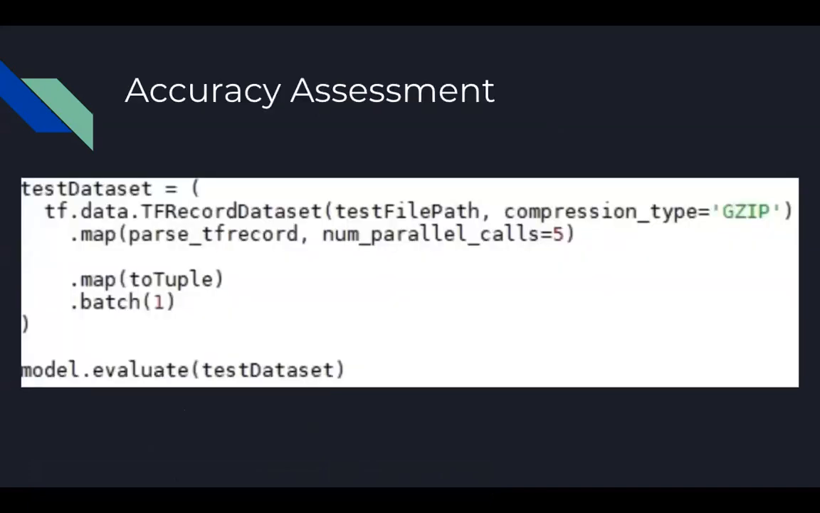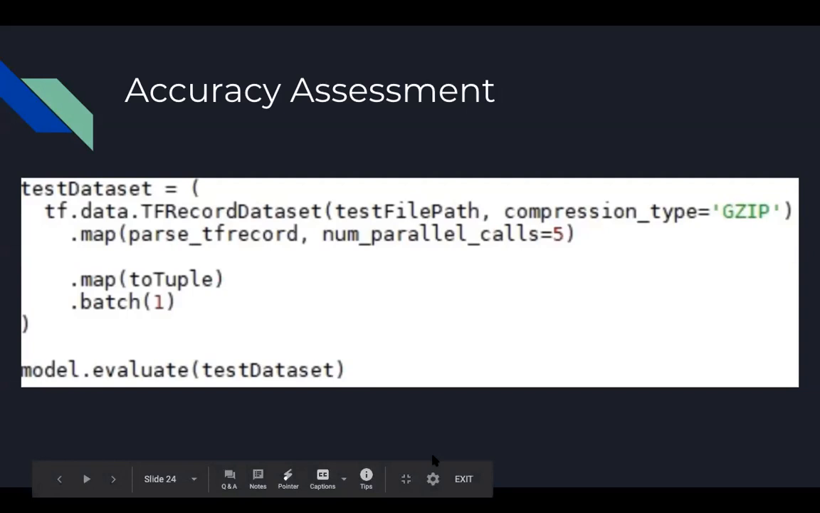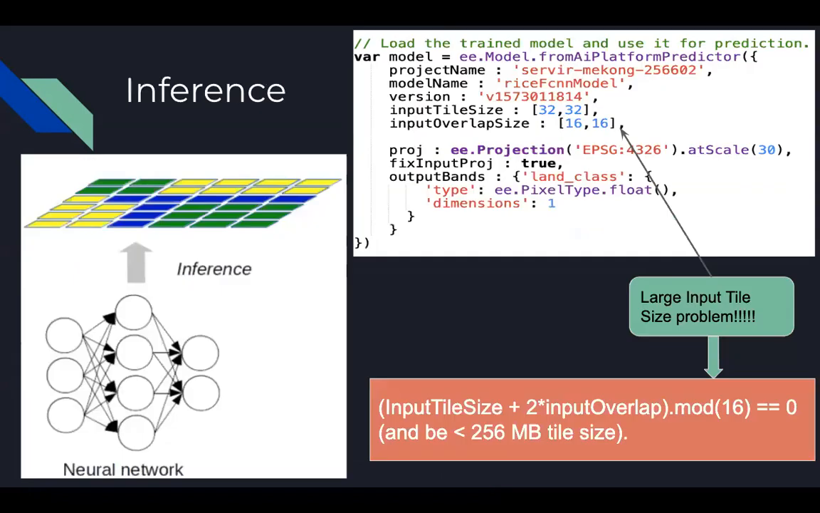So after training our model, we perform accuracy assessment. As I have already said, we separate 80% for training and 20% for testing. So we test on our 20% data set, and then we evaluate our testing data set in the accuracy assessment. So after performing all of the steps, we exported our AI model to Google Cloud, and then we created our inference from Google Earth Engine.